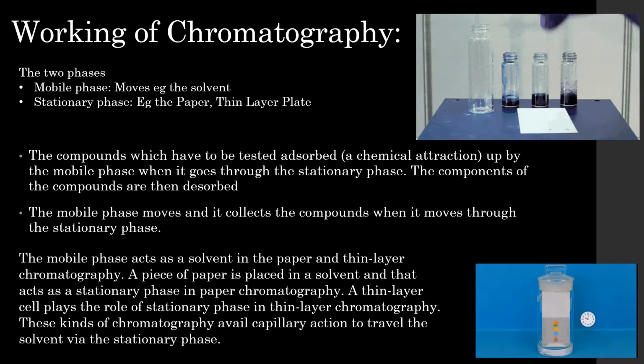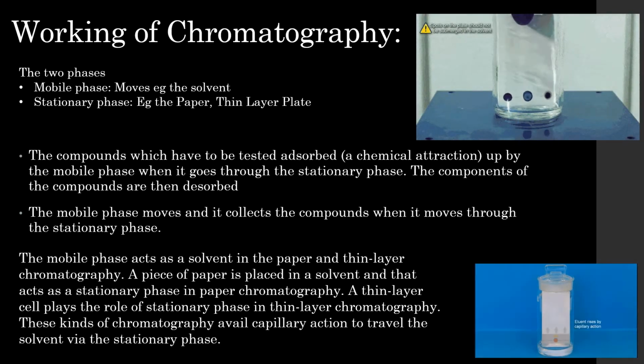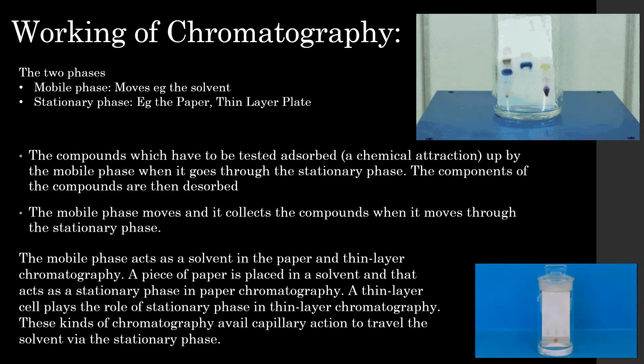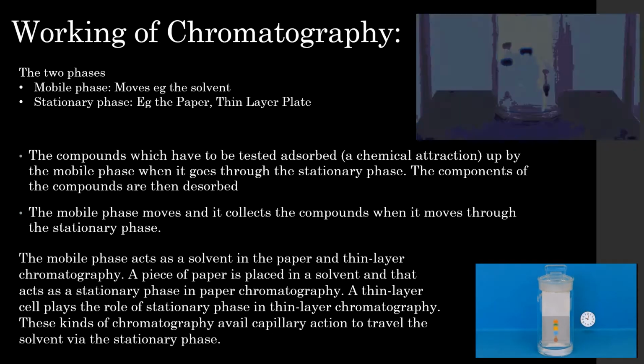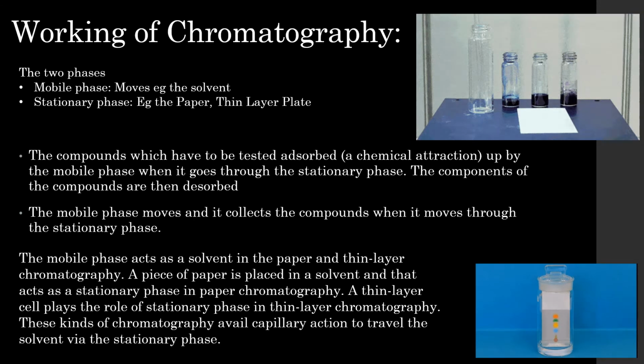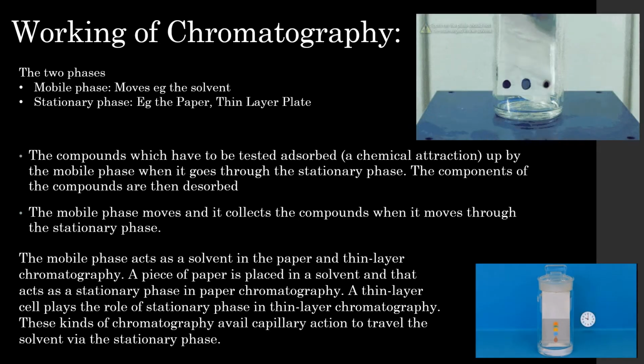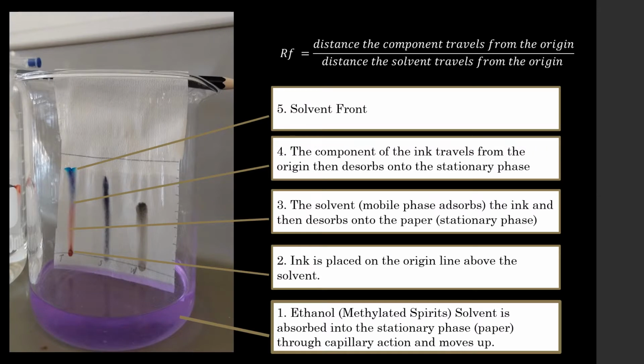So the mobile phase acts as a solvent in the paper and in thin layer chromatography. A piece of paper is placed in a solvent and that acts as a stationary phase in paper chromatography. So the thin layer cell plays the role of a stationary phase in thin layer chromatography. So these types of chromatography avail capillary action, which is just the ability of liquids to go up small tubes and to travel the solvent via the stationary phase.